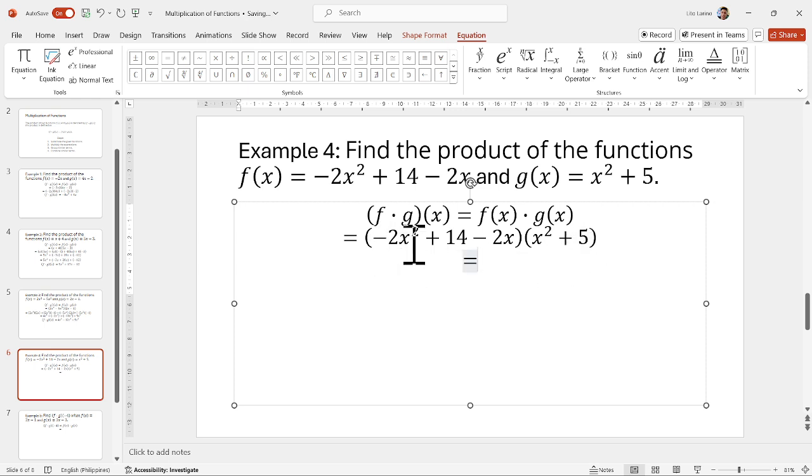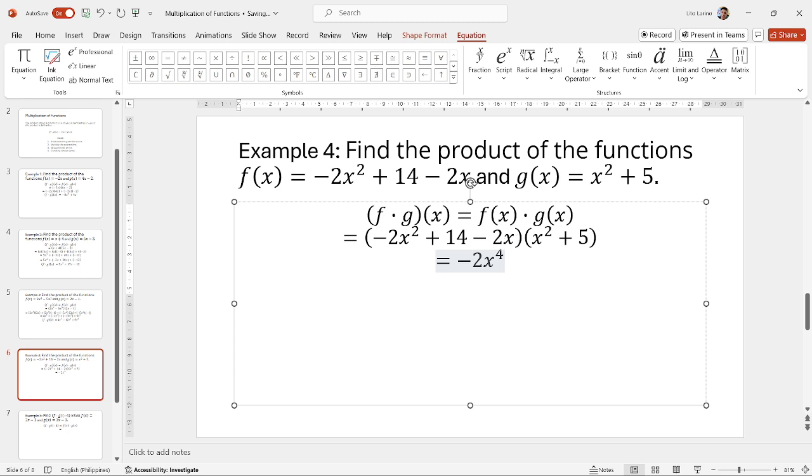Equals negative 2x squared. Again, each term of this expression will be multiplied to each term of the g of x expression. So we have negative 2x squared times x squared. I will no longer write it down because it's long. We have negative 2x squared times x squared, that is x squared times x squared, 2 plus 2, we have 4.